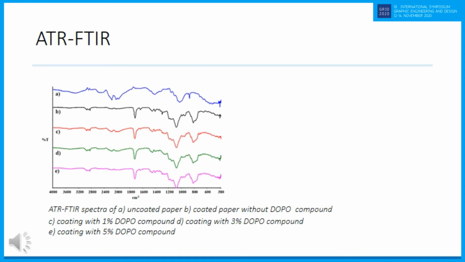The peak at 1155 cm⁻¹ is attributed to the phosphorus double bond oxygen stretching. Sulfur double bond oxygen peak is shown at 1405 wave numbers.